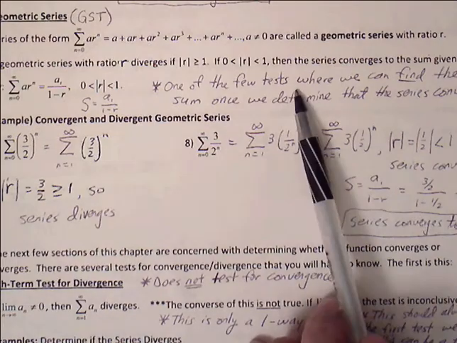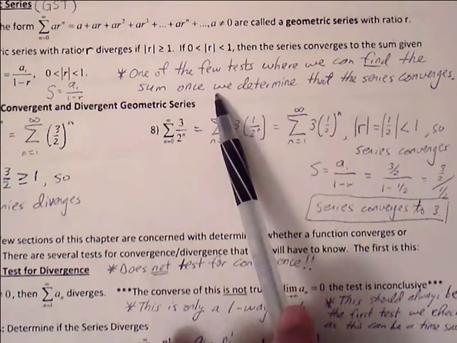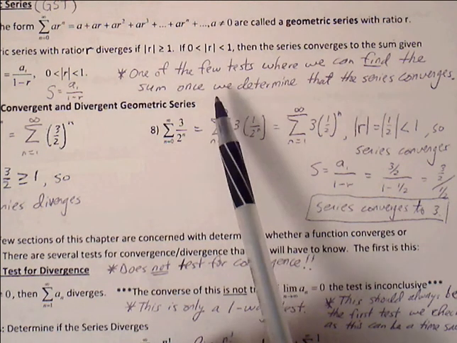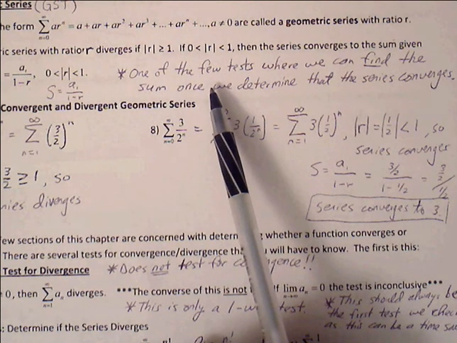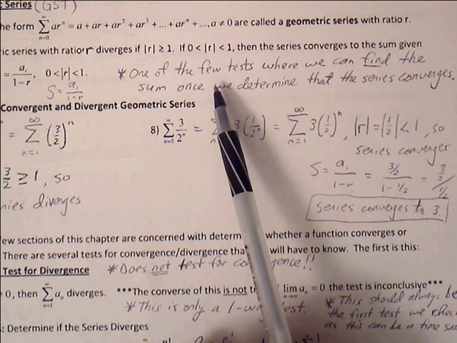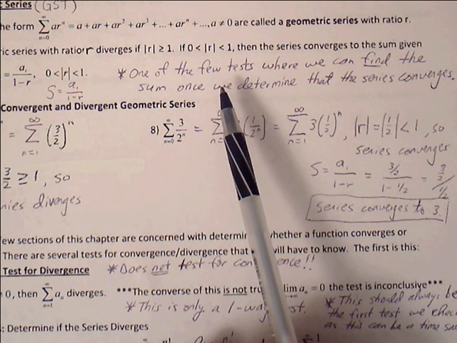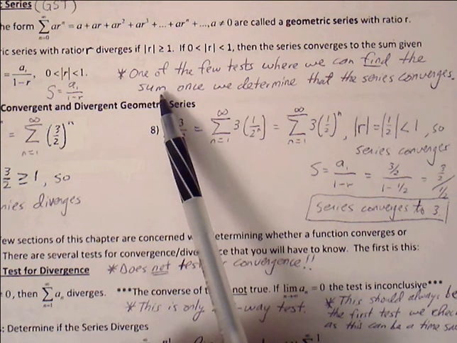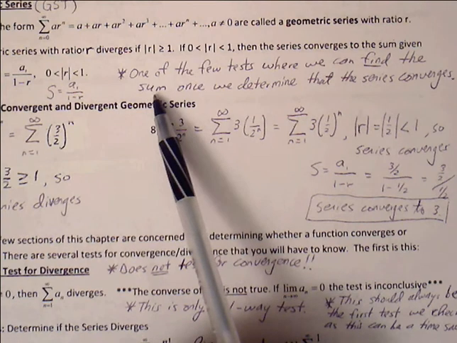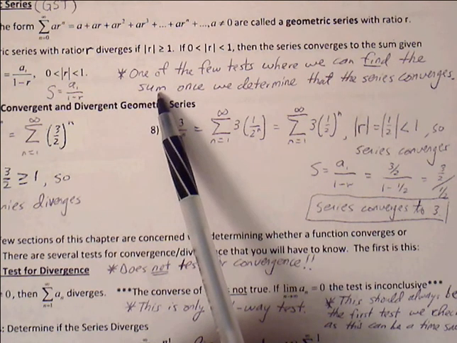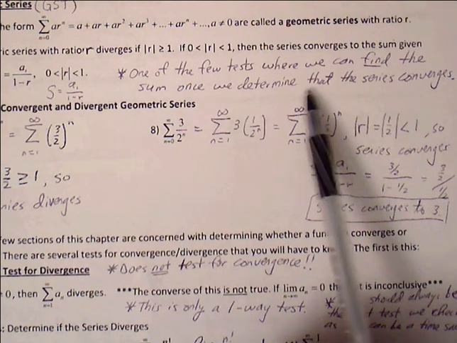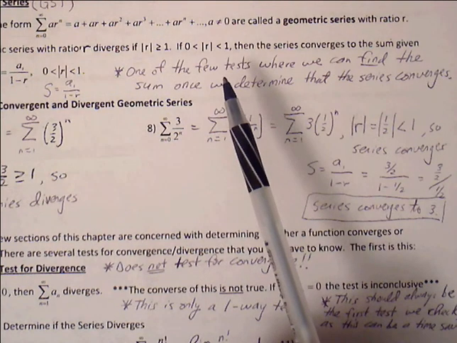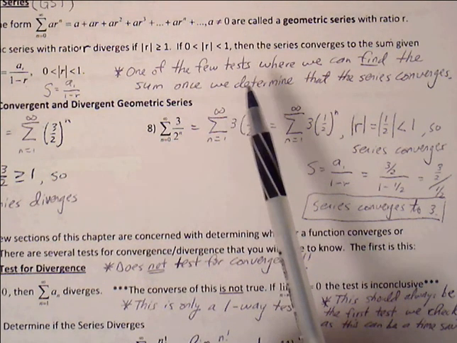Okay. This is one of the few tests where we can find the sum once we determine that the series converges. Usually, we're going to talk about a lot more tests, but usually we're more concerned about determining whether a series will converge or not. Finding the sum is sometimes not that easy, but with geometric series we can always guarantee that we can find a sum as long as the series converges. With the other ones, it may not be as easy to find, and sometimes we may have to resort to finding an approximation using partial sums.